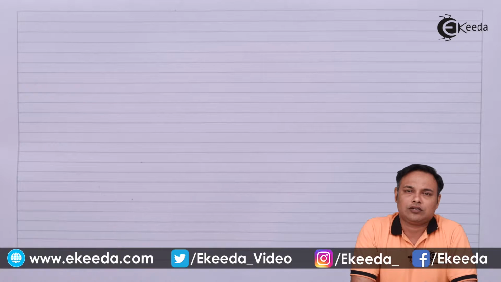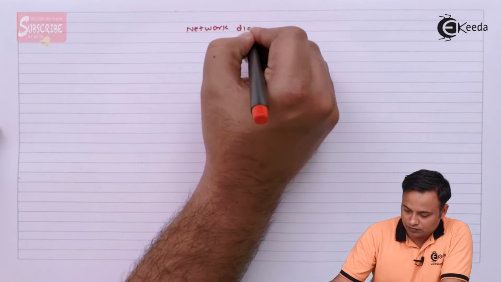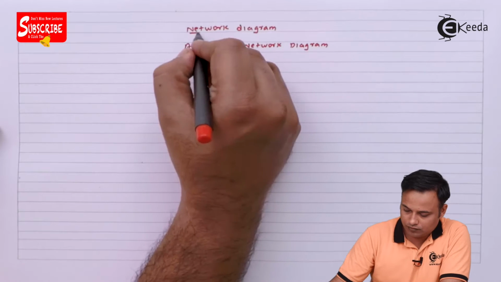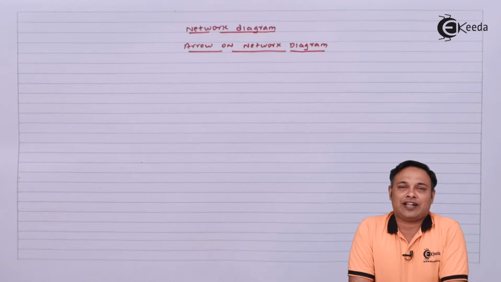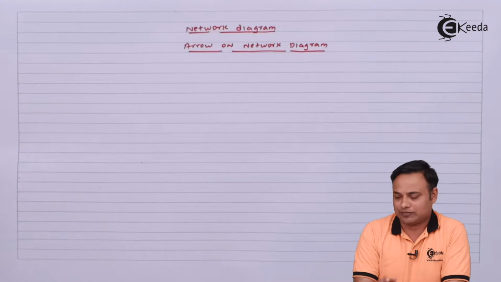Let's now learn the first part in CPM, that is a network diagram, also called an arrow network diagram. What is a network diagram? A network diagram is a project presented in a sequential manner on paper by drawing some arrows. Now these arrows indicate the activities. Let's see how to draw a network diagram.